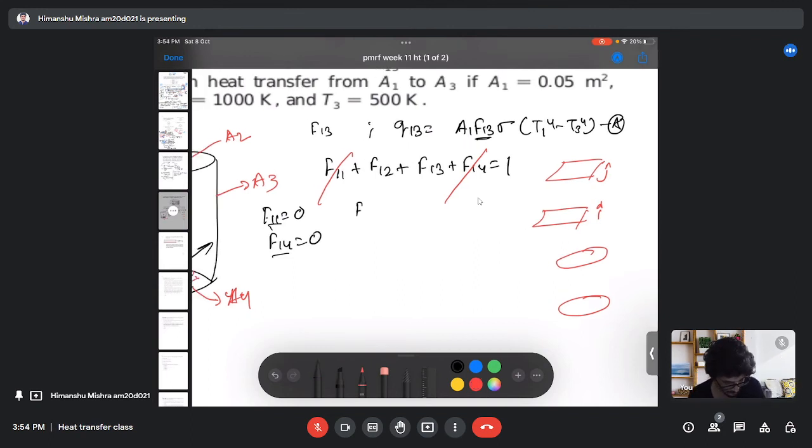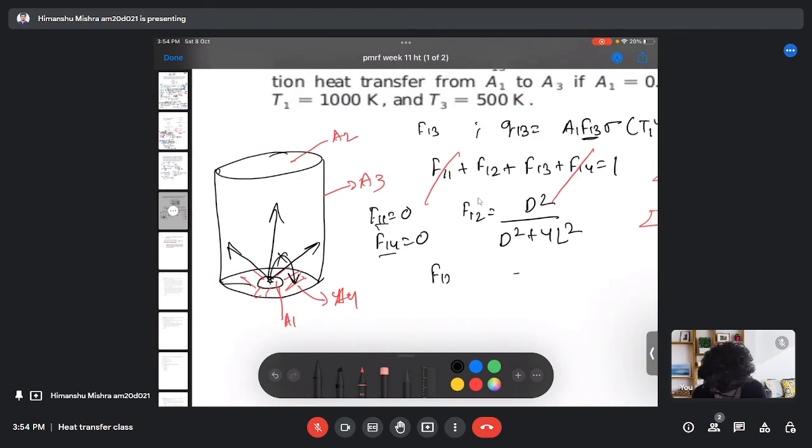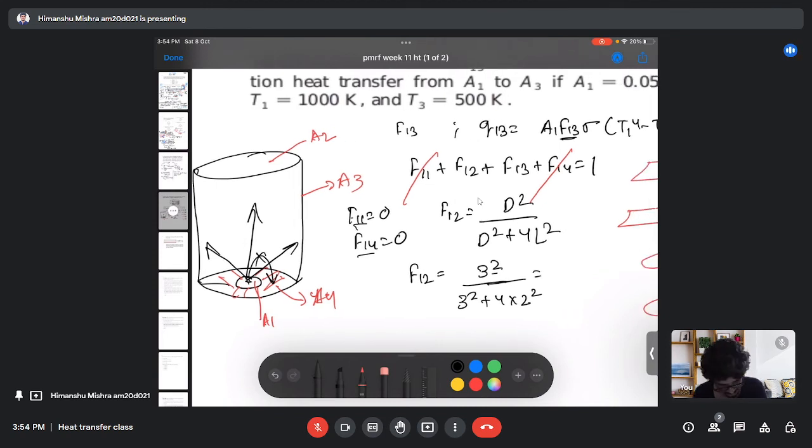So my F12, this is my surface 1 and this is my surface 2. My F12 will be given in such a case as d square by d square plus 4l square. So d is the diameter and l is the length of the cylinder. Just by calculating, I get F12 as 0.36. So I got F12.